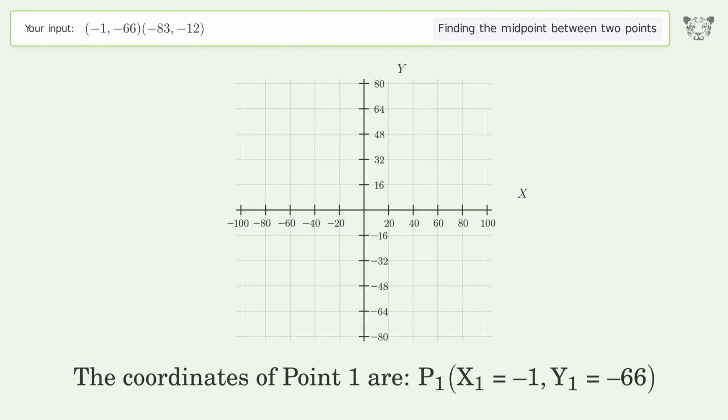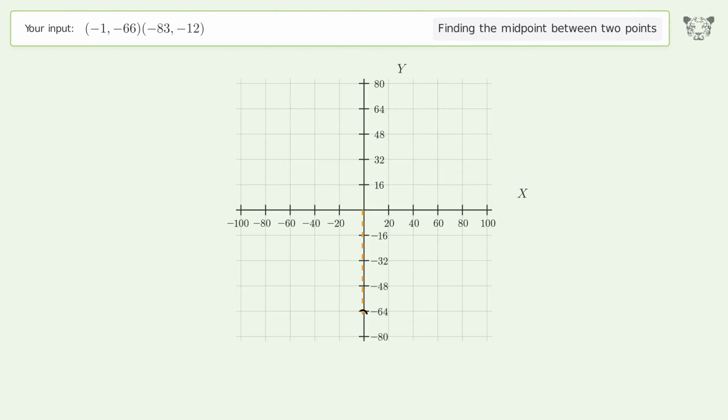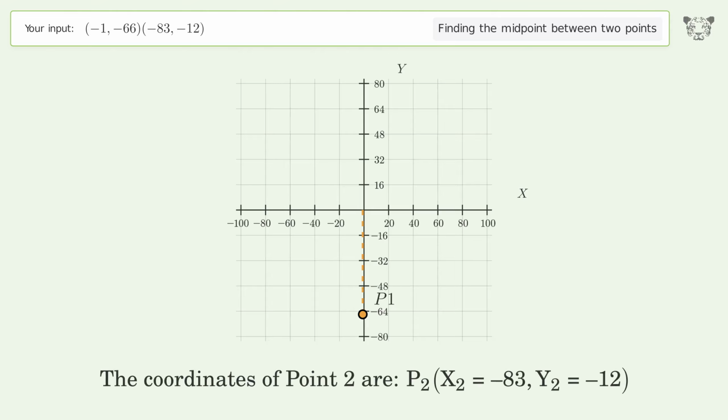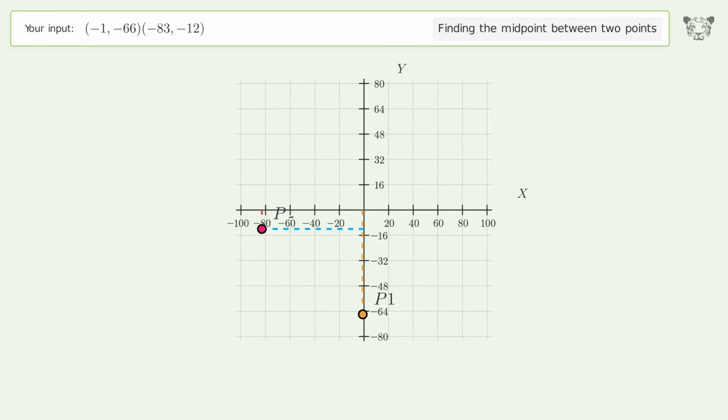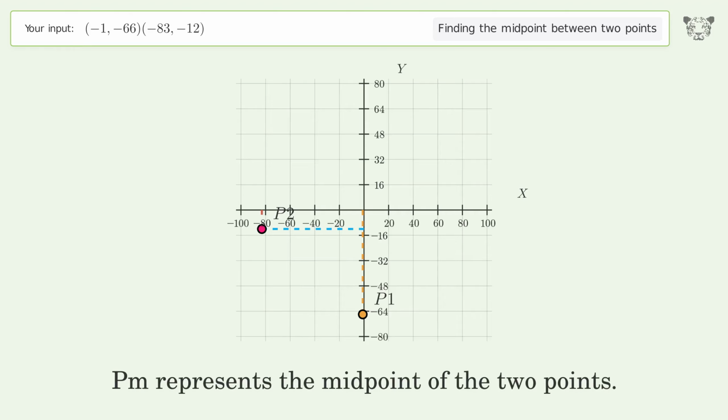The coordinates of point 1 are x1 equals -1, y1 equals -66. The coordinates of point 2 are x2 equals -83, y2 equals -12. PM represents the midpoint of the 2 points.